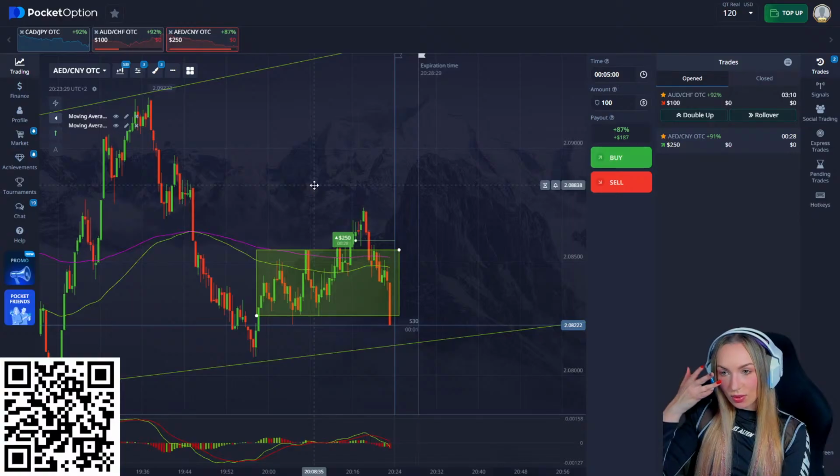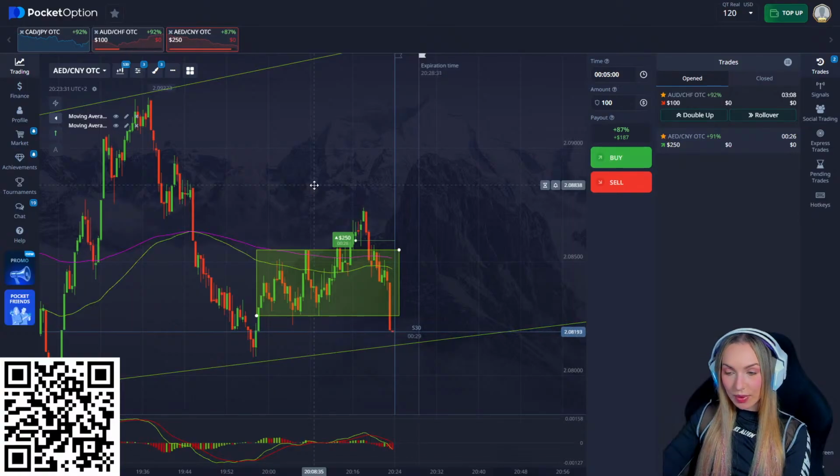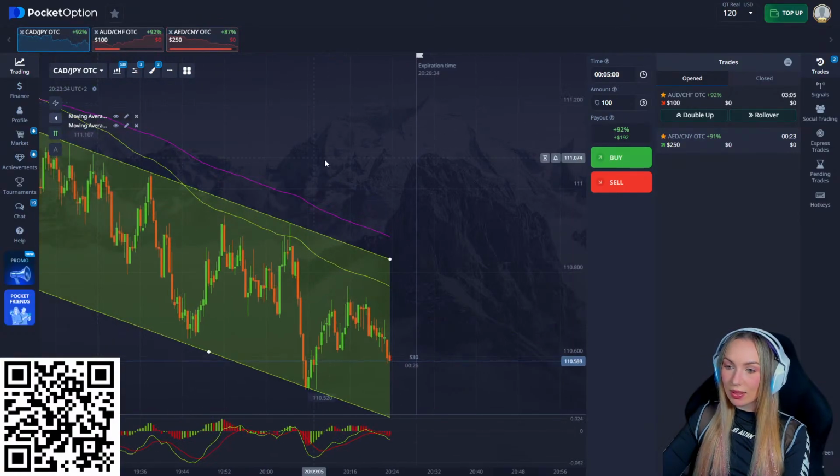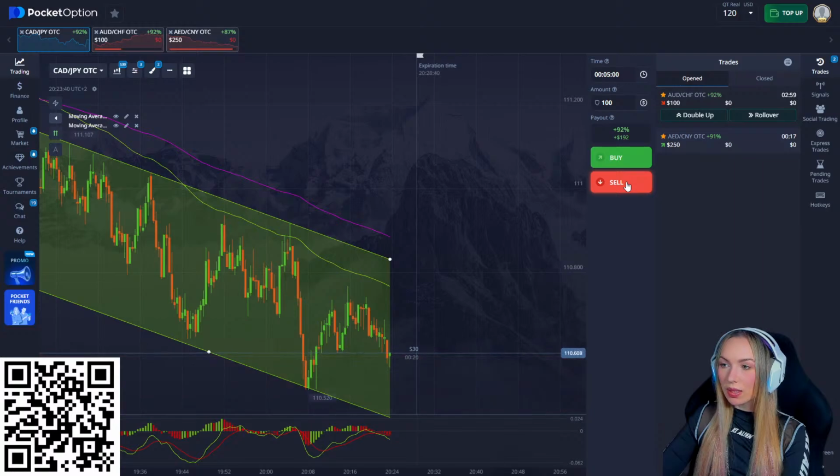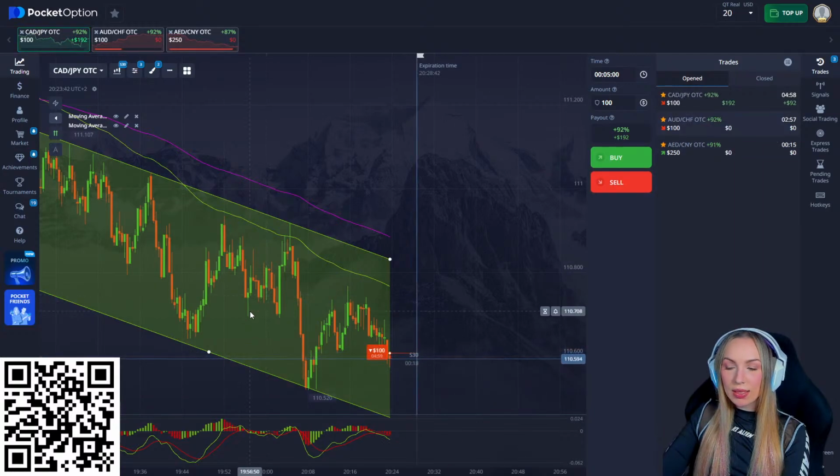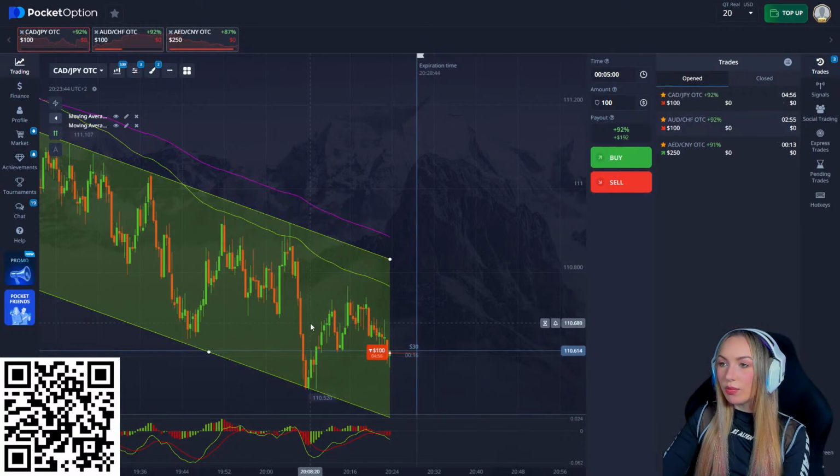This one also doesn't want to go up. The market today is not on my side, definitely. Okay, at least this one goes down. Let's open here the trade in the downward direction. CADJPY, 5 minutes, $100. I open the trade for 5 minutes in the downward direction.